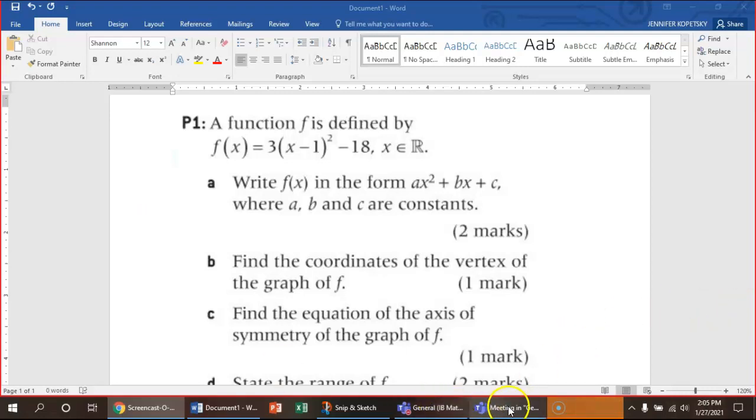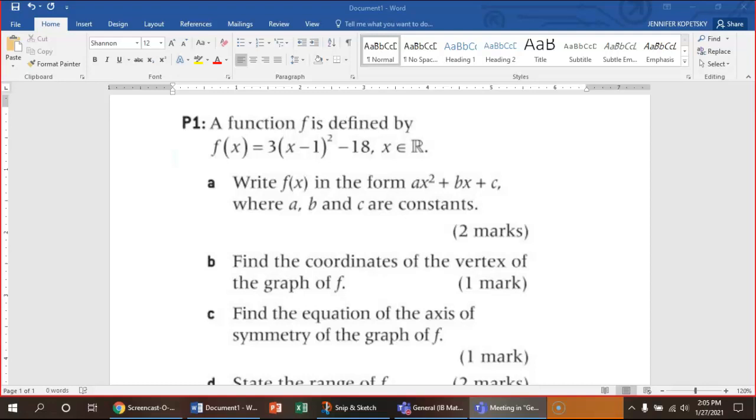A function is defined by f of x equals 3(x minus 1) squared minus 18. Write f of x in the form ax squared plus bx plus c, where a, b, and c are constants. Okay, now there's more to the question, but that's the part we want to start with. So on your paper, jot this down and let's see what we can do.